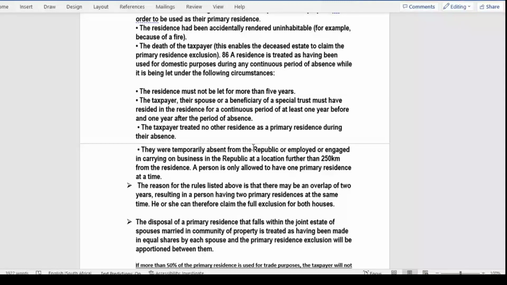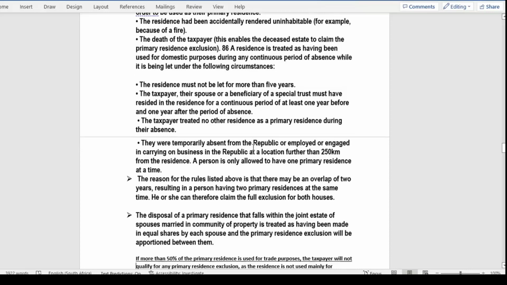The taxpayer treated no other residence as a primary residence during their absence. And they were temporarily absent from the Republic, or employed or engaged in carrying on business in the Republic at a location further than 250 kilometers from their residence. Remember, those are the exclusions, and the person is only allowed to have one primary residence at a time. The reason for the rules listed above is that there may be an overlap of 2 years, resulting in a person having 2 primary residences at the same time. He or she can therefore claim the full exclusion for both. That's the 2 million.